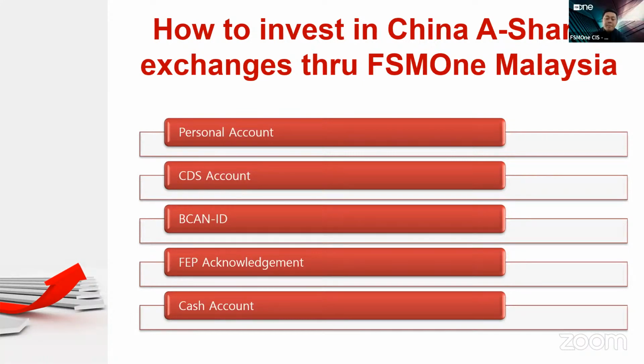First of all, you will need to have a personal account in FSMOne in order to start trading China A shares. For investors that only have a beneficiary account for now, you will need to open an additional personal account in order to trade China A shares.